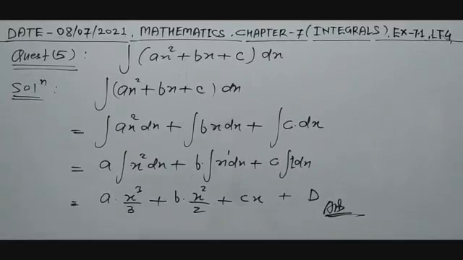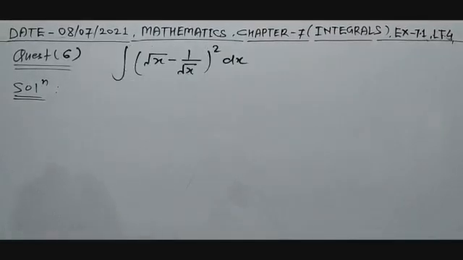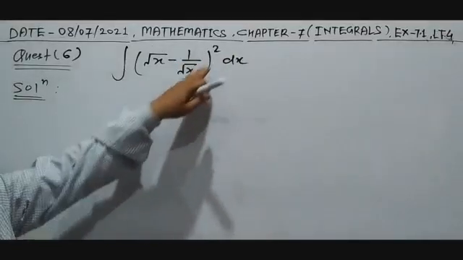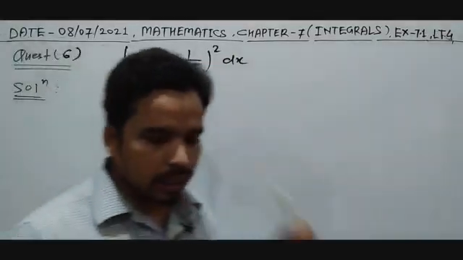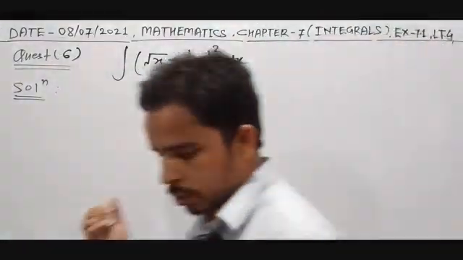Now come to the next question. Question number 6 is: find the integration of root x minus 1 upon root x whole square dx. This is the algebraic expression a minus b whole square, so you can split it.